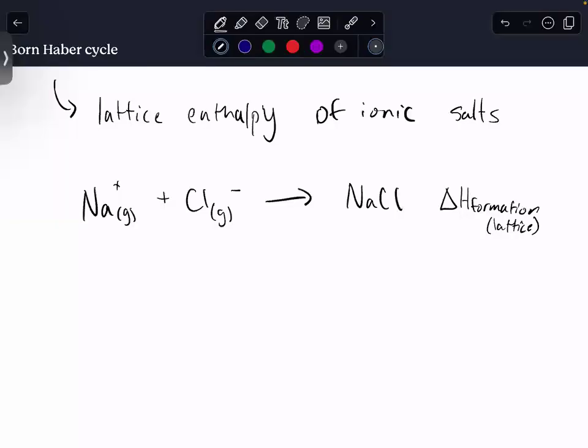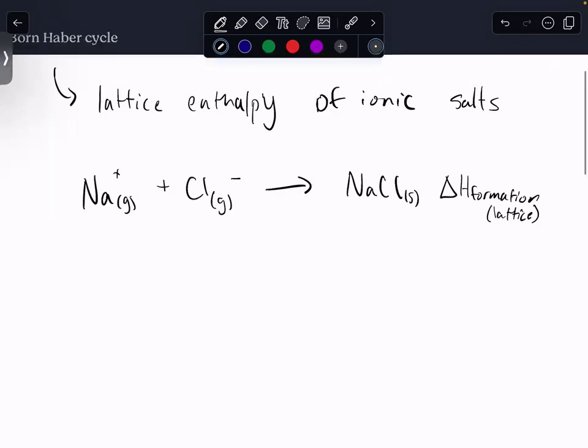So the problem with this process is that while we can figure out enthalpies of formation experimentally, we cannot do it with a lattice because to do this, we have to dissolve the lattice in a solution, and even that alters the effects and the results of the experiment. So this is just a very multi-step Hess's law.